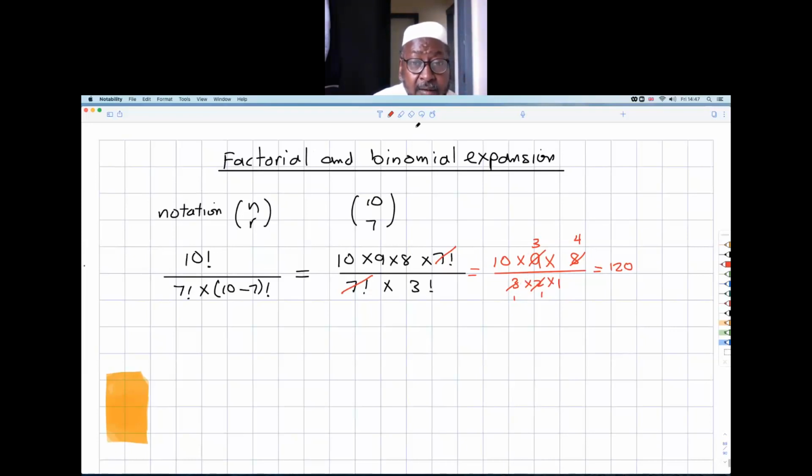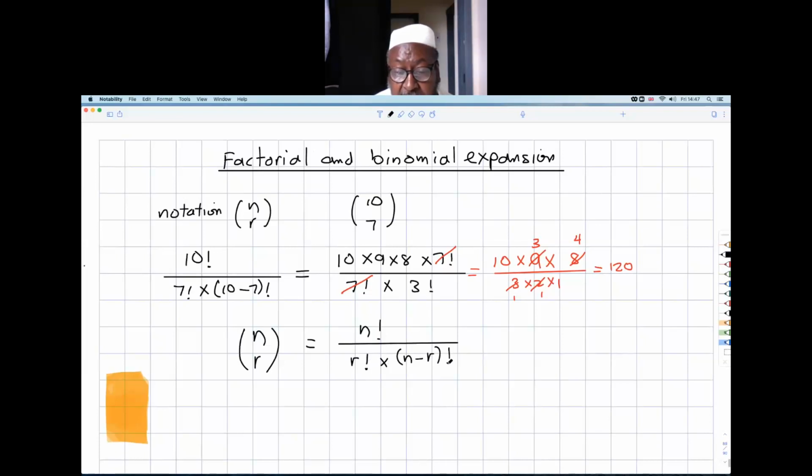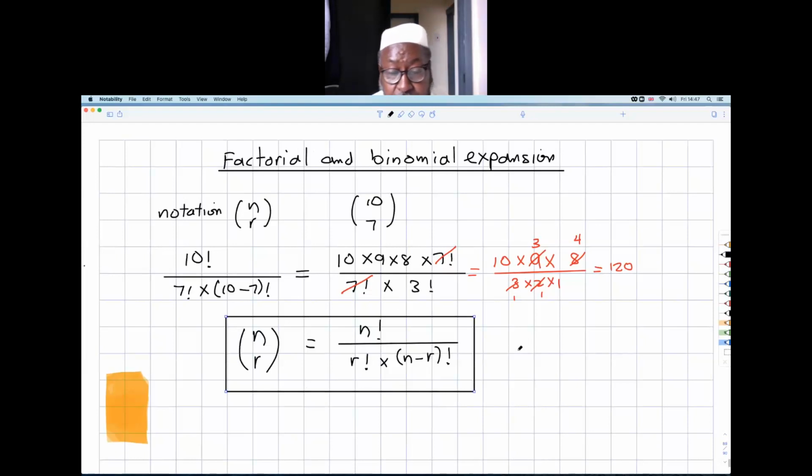So from here, what we can say is that n r, this notation, is equal to n factorial divided by r factorial times n minus r factorial. If you see something like that, straight away, this notation is a rule, automatically you can use it. You need to memorize it, and it will work every single time. Okay, let's have another example.